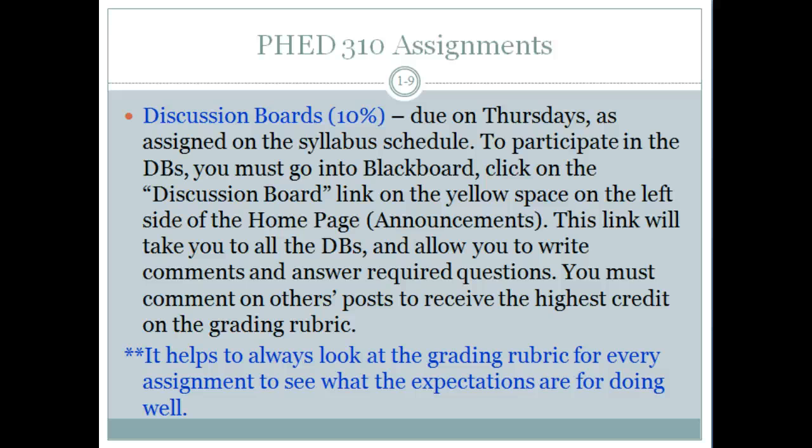You must comment on other students' posts to receive the highest credit on the grading rubric. Remember, for all of the assignments, it helps to always look at the grading rubric for every assignment to see what the expectations are for doing well, and particularly for getting an A versus a B or a B versus a C and so on.